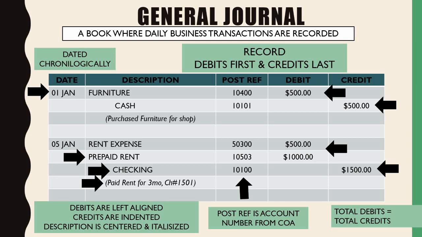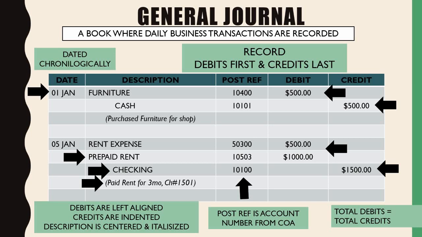And of course, last but not least, when we end our journal entry, we need to have a description so you actually know what this transaction was. So for example, the first one, right? We actually purchased furniture for the shop, okay? That's exactly what we did on January 1st. And then the second one here is going to be paid rent for 3 months using check number 1501. This gives me details besides just knowing that I paid for rent.